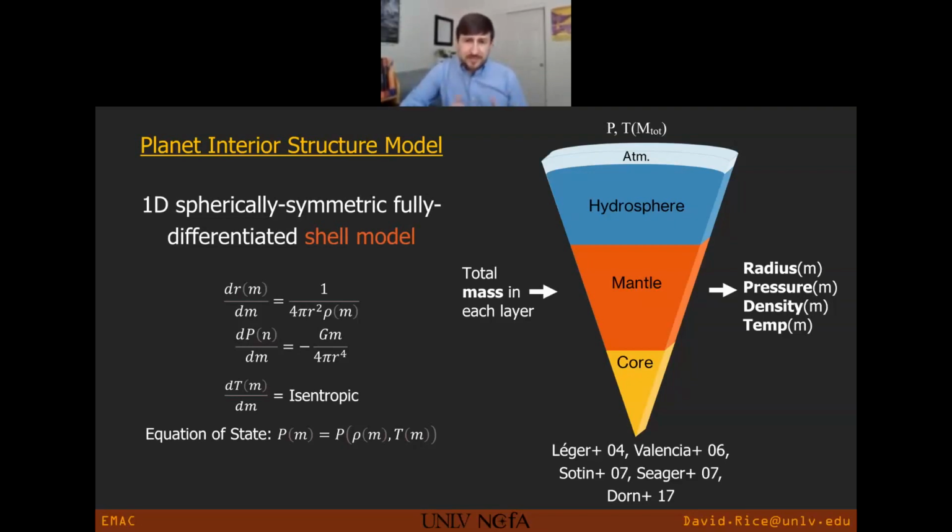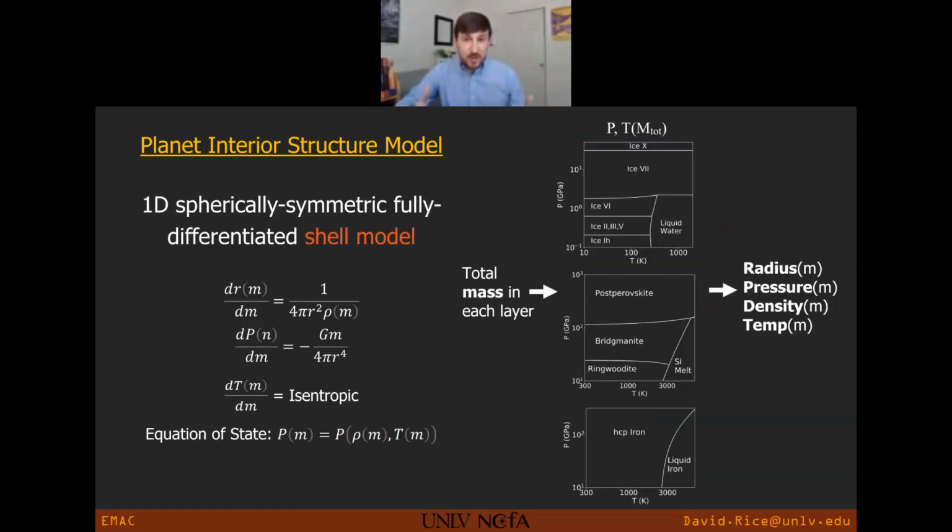And I call it a shell model, but you can think about this also as we want to input some kind of composition. But also within each layer, interior models become more complex for planets because we want the pressure and temperature conditions to tell us what actual materials are being used. So within each layer, we have a phase diagram. These are our default phase diagrams for our hydrosphere, mantle, and core. We have hexagonal close packed iron in the core, along with liquid iron, these different phases of magnesium silicate in the mantle, along with silicate melt, and water in different phases of high pressure ice in the hydrosphere.